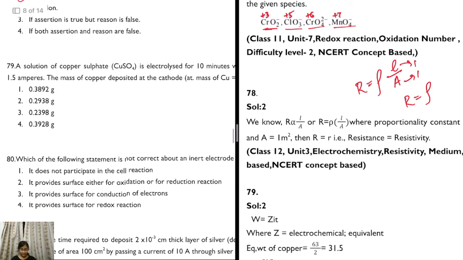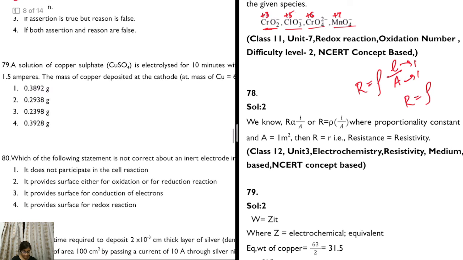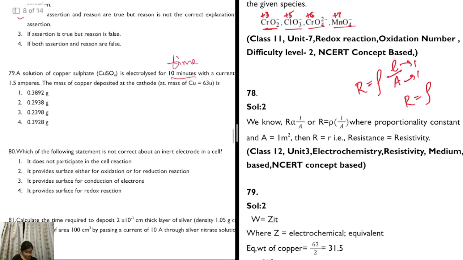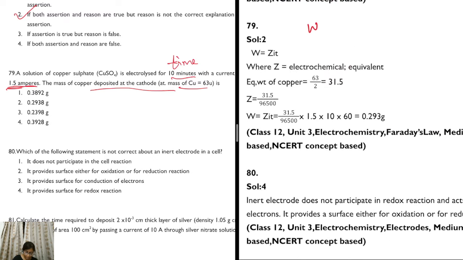Let's see the next question. A solution of copper sulfate is electrolyzed for 10 minutes, this is the time, with a current of 1.5 amperes. The mass of copper deposited at the cathode, and atomic mass of copper is given. See how we will do it. We all know that W equals Z I t. I is current, t is the time in seconds. So for Z, what we will do, Z is the electrochemical equivalent.